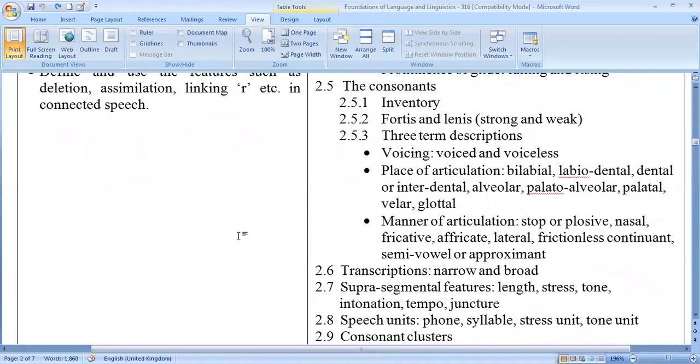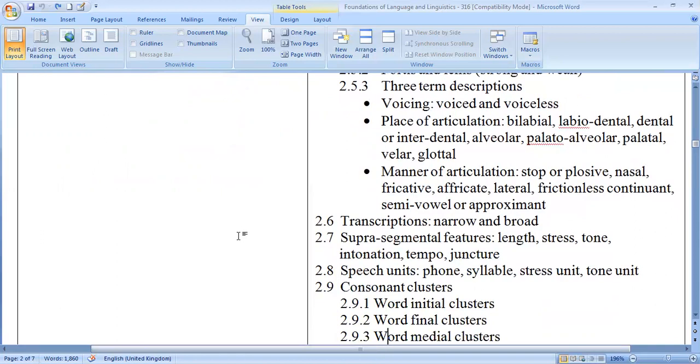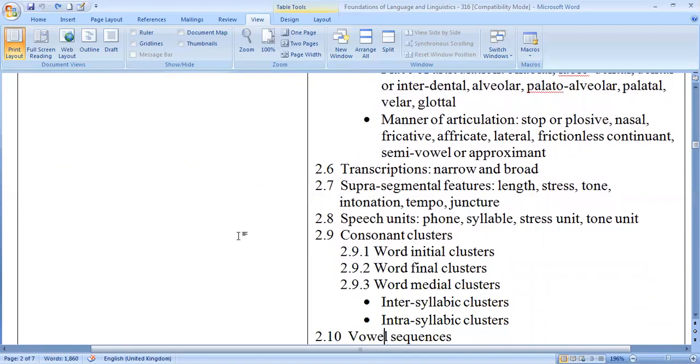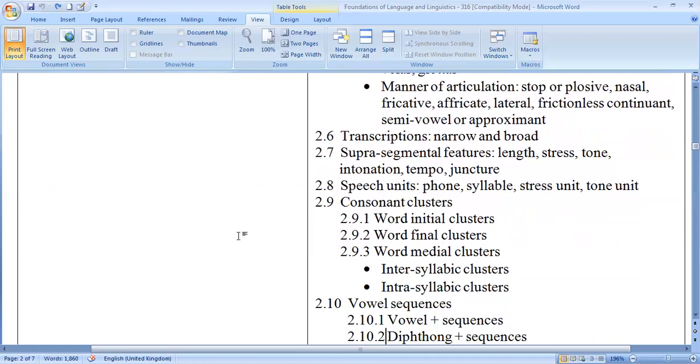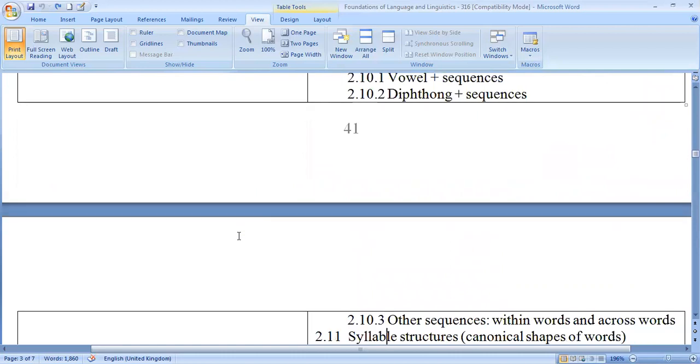Then after that, suprasegmental features. There are various types of suprasegmental features: length, stress, tone, intonation, tempo, juncture. Then specific units, under the specific units, that is phone, syllable, stress unit, tone unit, consonant cluster. Then next topic, consonant cluster, word initial cluster, word final cluster, word medial cluster, intersyllabic cluster, intrasyllabic cluster. After that, next vowel sequences, diphthong sequences, and other sequences within words or across the words.